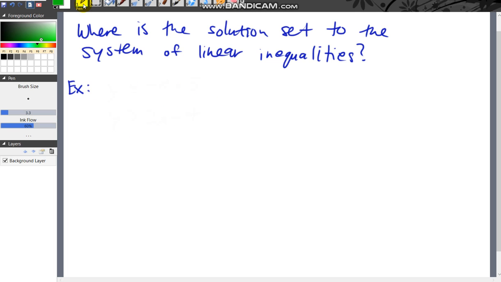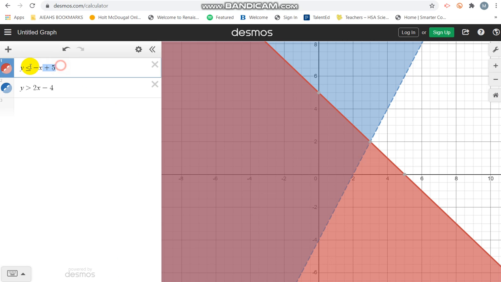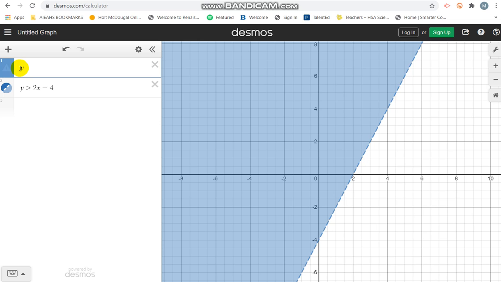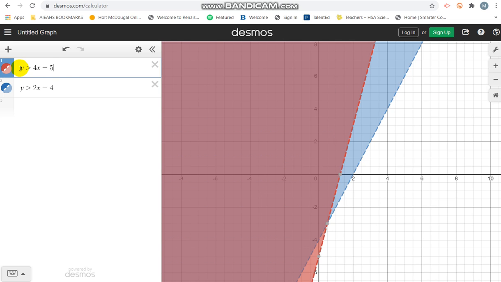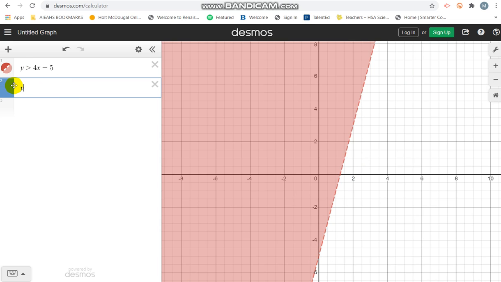Now I have y is greater than 4x minus 5, and the other one is y is greater than or equal to negative 3x plus 2. Again, I'm going to go back to Desmos and graph both of these. So I have y is greater than 4x minus 5, and the other graph is y is greater than or equal to negative 3x plus 2.